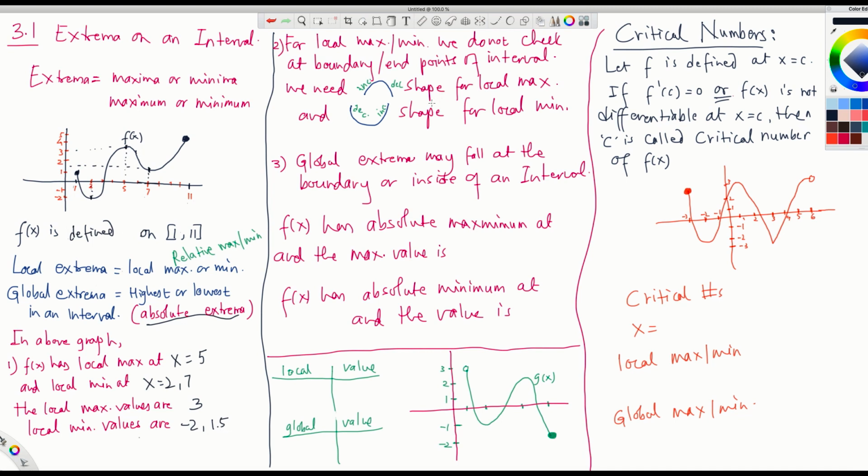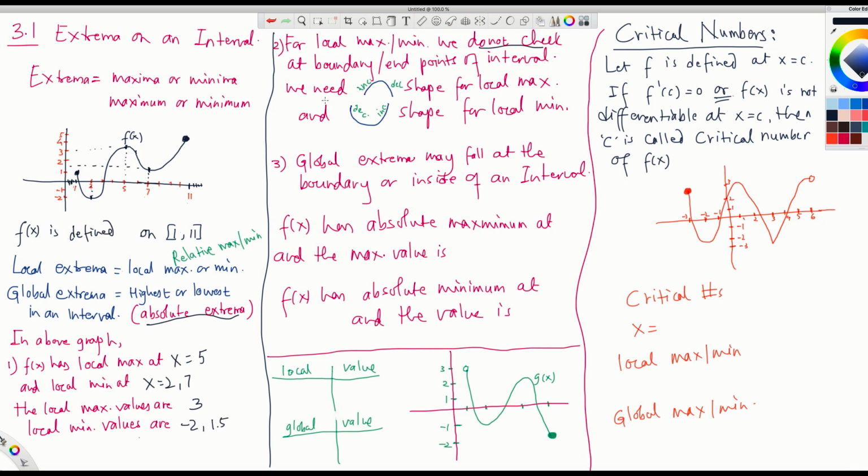You see that? Okay. Note number 2, for local max or local min, we do not look at the boundary. We do not check at the boundary. Why is that? Because we will see only the left side or the right side of the boundary, because we cannot say what is happening on the other side of the boundary. So we don't check at the boundary points or the end points of the interval.